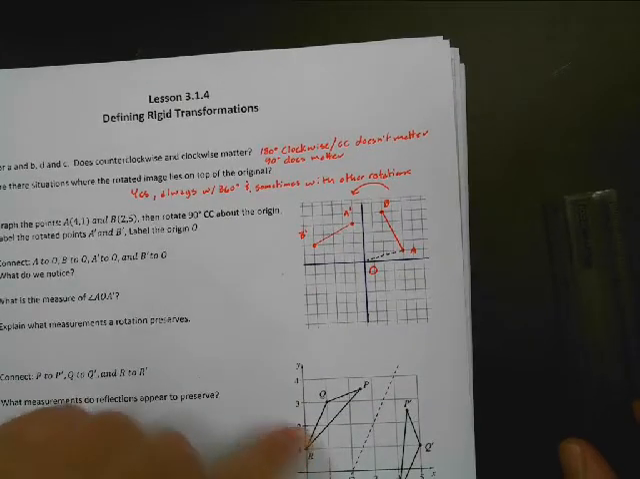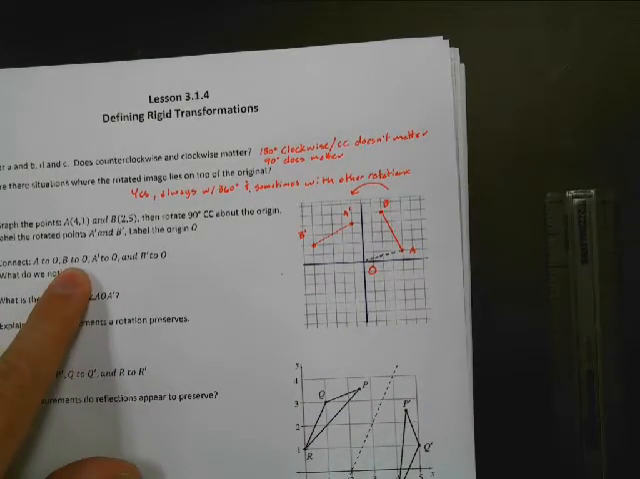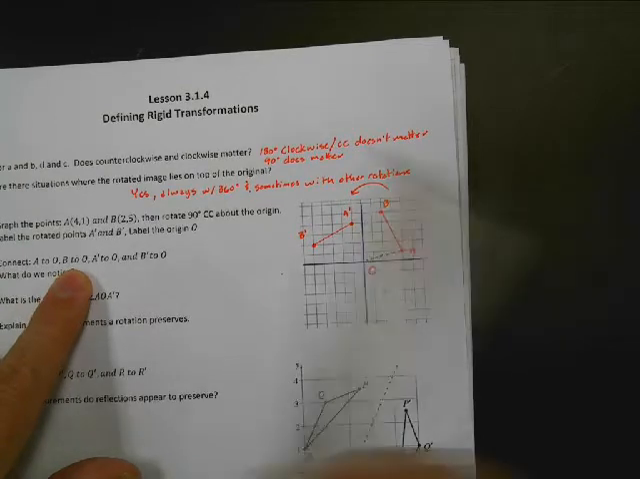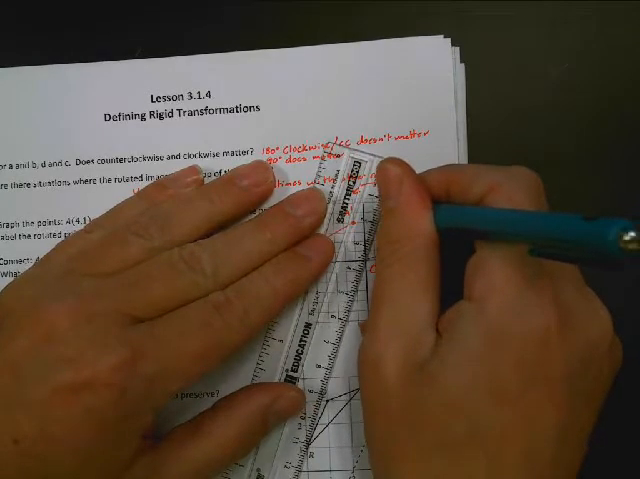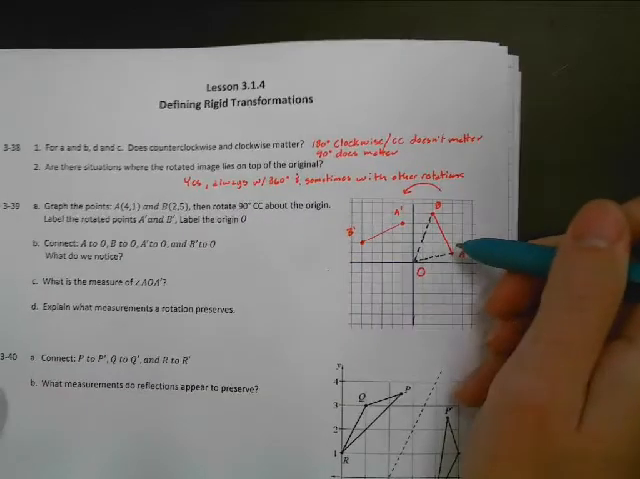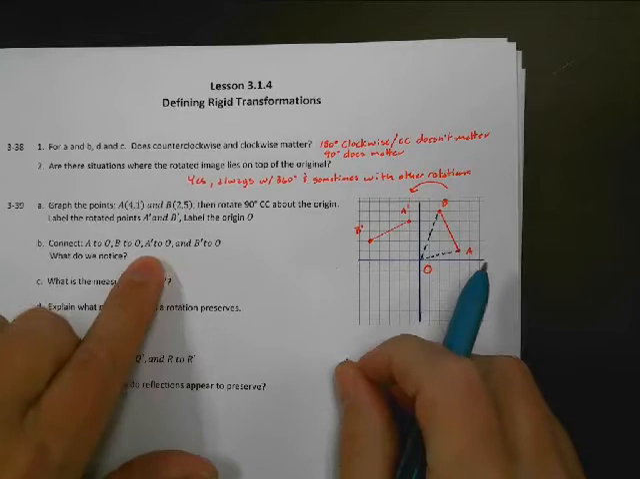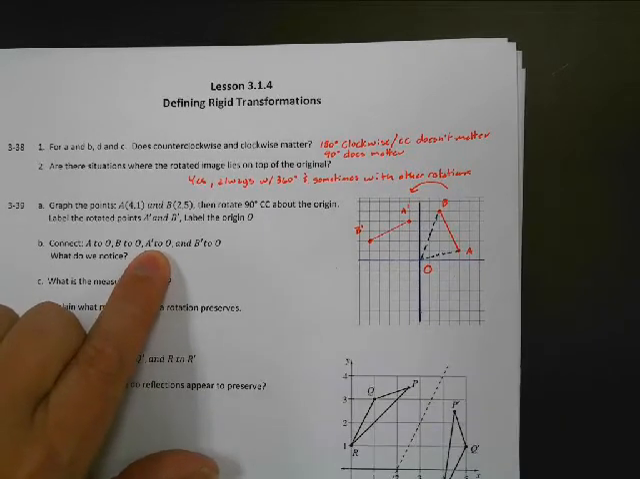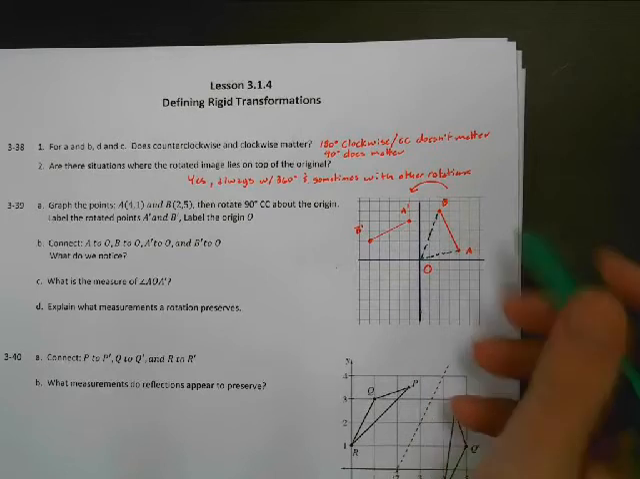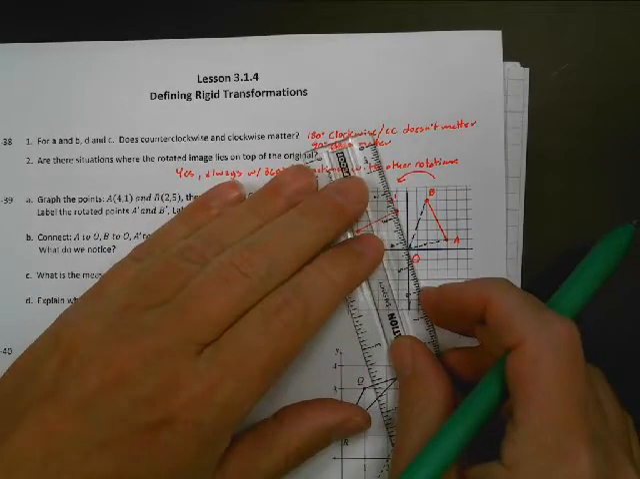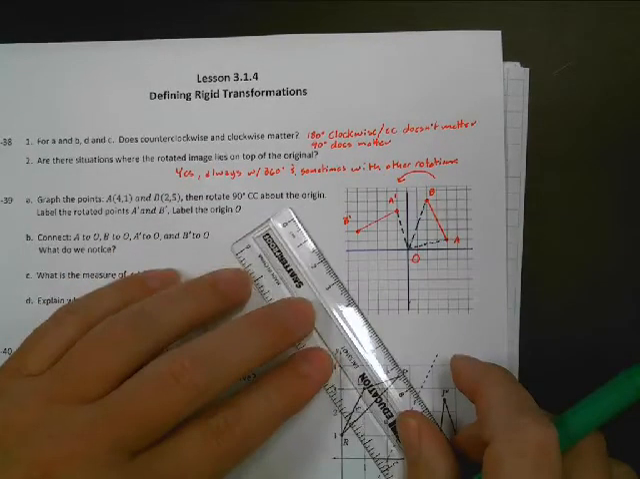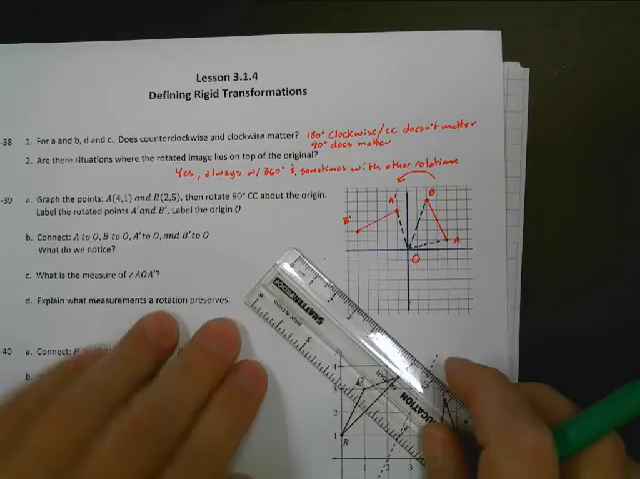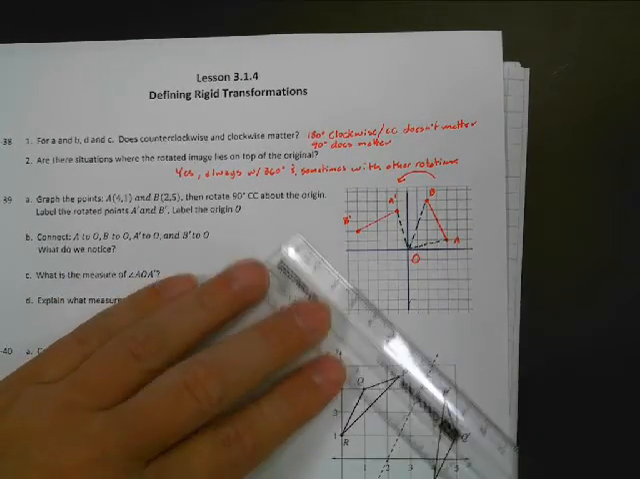Okay, then it wants me to connect B to O. Let's do teal. Ooh, B to O is teal. All right, there's B to O. Can you tell the difference between those two colors? Kind of. All right, and then we want to do A prime to O. So I'm going to do it with the same green because I did A to O with green. So there's A prime to O. And then I'm going to do B prime to O. So let's go back to the teal.